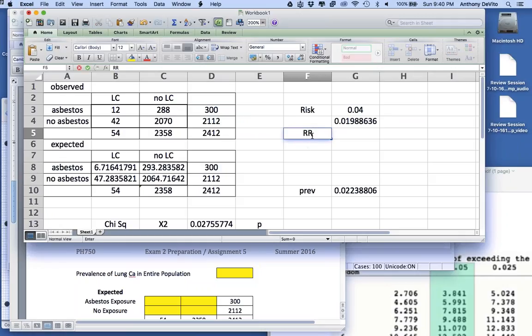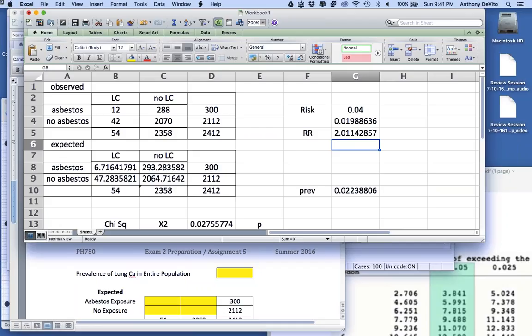The relative risk, or the risk ratio, is equal to 0.04 divided by 0.019. And our expectation here is that if there's no difference in risk, the relative risk is going to be equal to 1. And in fact, the relative risk is equal to 2. Your risk of getting lung cancer if you're exposed to asbestos is twice as likely as if you're not exposed to asbestos.